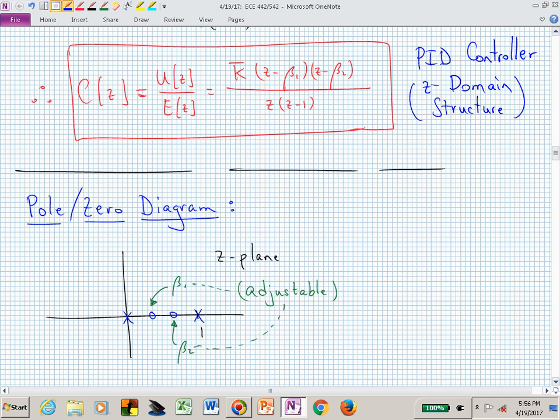Now, what is not shown in this Z-plane is where the poles of your original plant are. That will influence where you locate beta 1 and beta 2. But you'll plot beta 1 and beta 2, and if you wanted to simplify your design, those betas might be selected to cancel certain poles that are inside your unit circle. You could do that, and that might simplify your analysis.